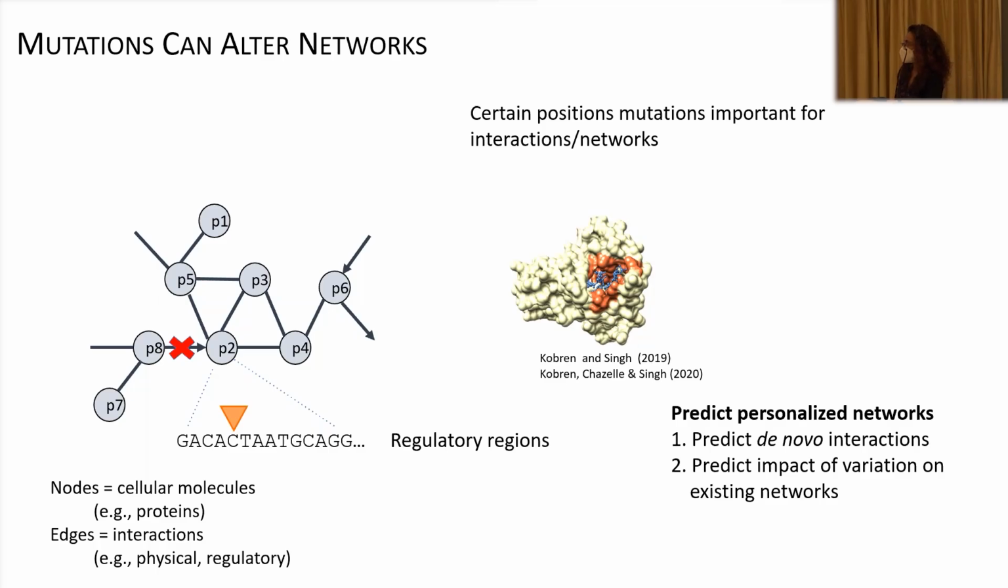The second type of approach is, well, we already have a lot of information about networks. How can we predict the impact of variation or mutations on existing networks? That's an approach that we've taken in the disease context, and shown that these disease proteins tend to accumulate mutations in positions that participate in interactions.